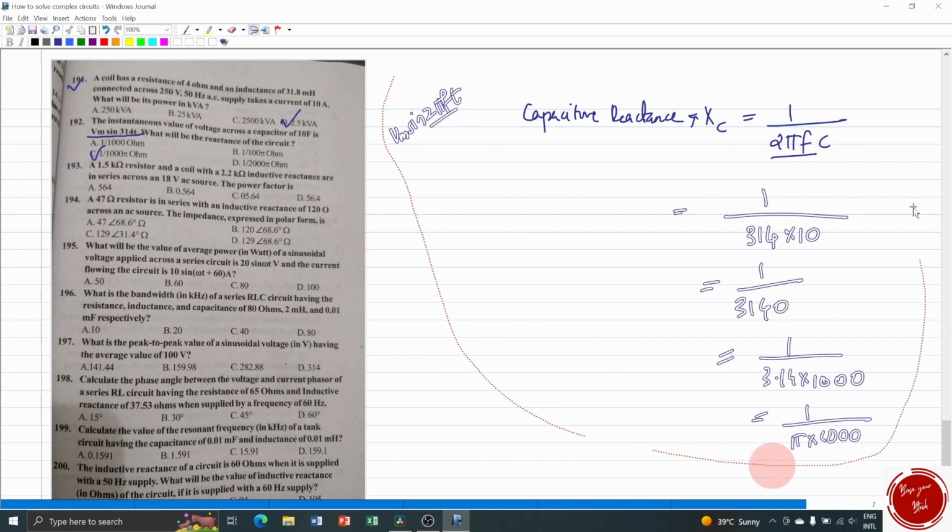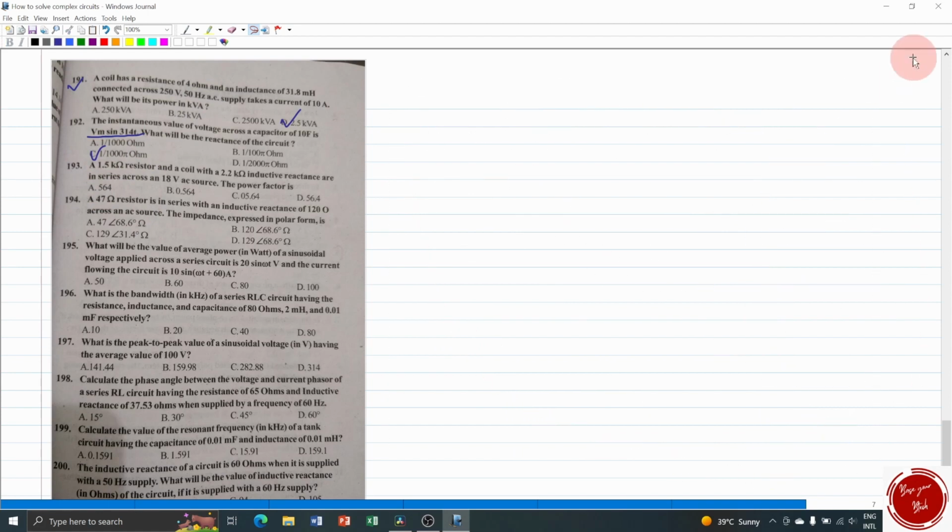Next question. Question number 193. A 1.5 kilo ohm resistor and a coil, an inductor, of 2.2 kilo ohm inductive reactance are in series across an 18 volt AC source. The power factor is. So before trying to do this, let's check the options. It is 564, 5.64, 56.4.